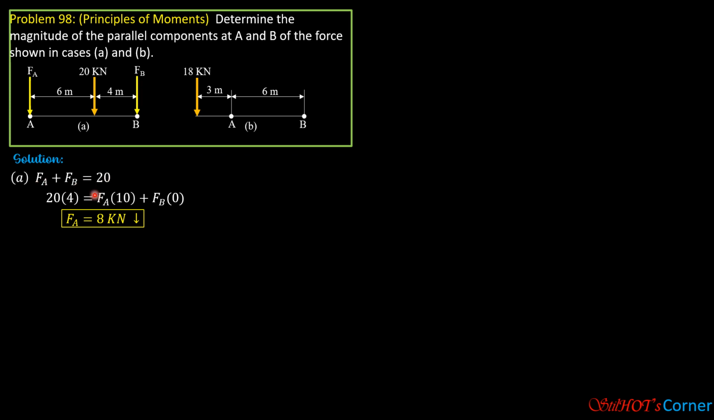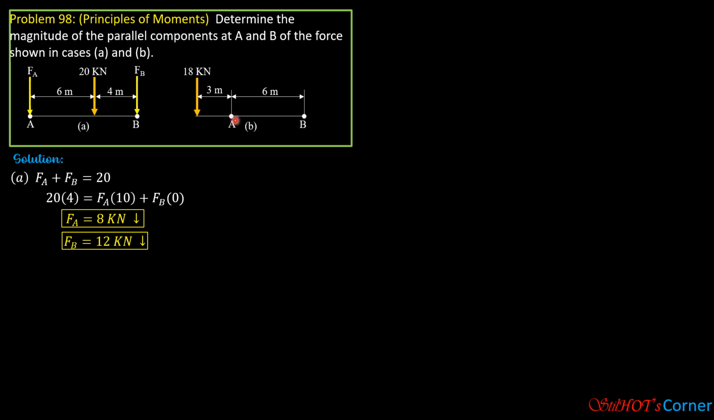So I will not present it in more detail here. I'll just put the answer directly because I already mentioned it, and it's a matter of algebra. Even without a calculator, we can still answer that. So FB is equal to 12 kilonewtons downward.